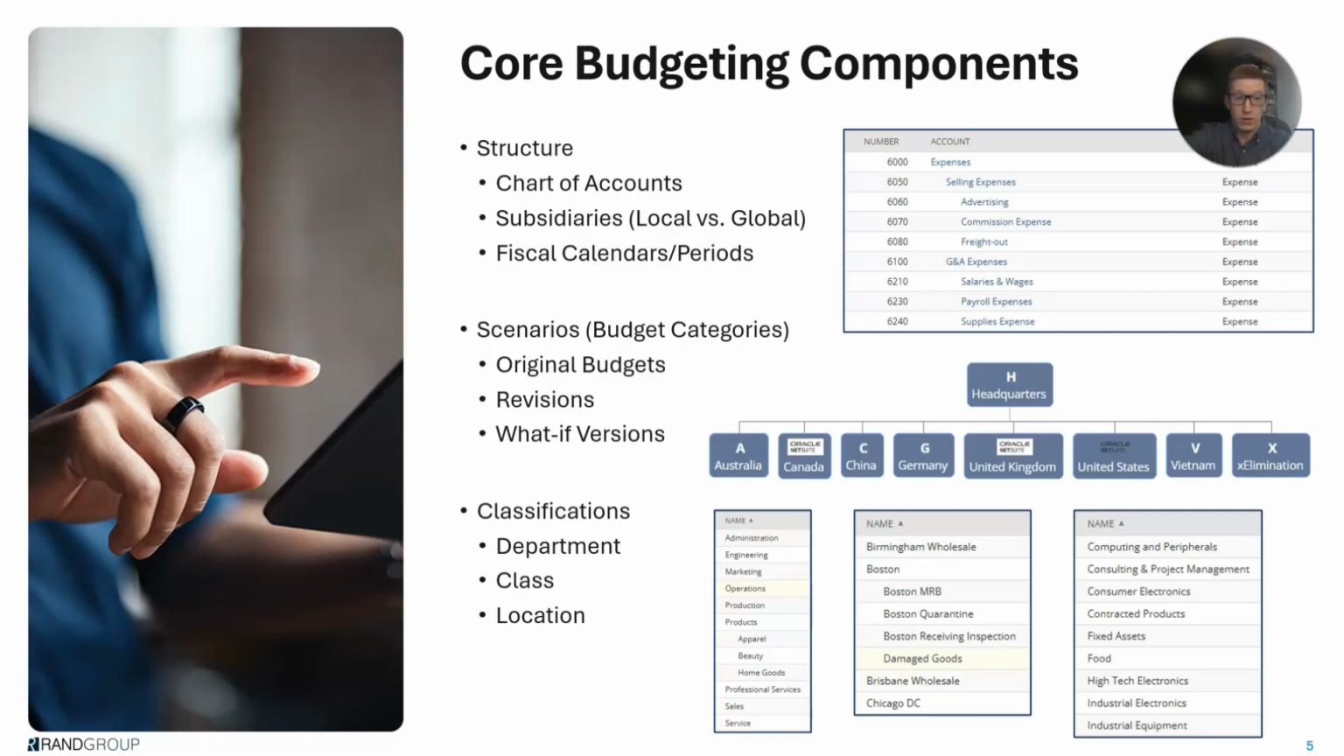So in this example shown, you can see here in the middle of the screen, I can budget locally at any of the 9 subsidiaries shown, including headquarters, or I can budget globally for headquarters and all of the subsidiaries underneath it. This is, of course, for a single budget.